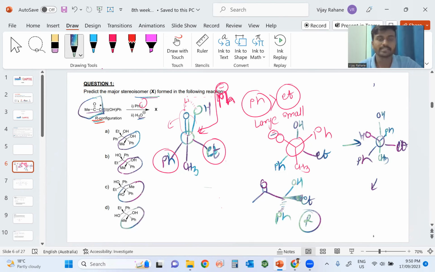First of all, check which option has the R configuration of this starting reactant chiral center, this red one. So let's say 1, 2, and 3. It has R configuration, which is yes. This is obviously wrong. It's 1, 2, 3. This is S configuration, also wrong. It has 1, 2, 3. S configuration.